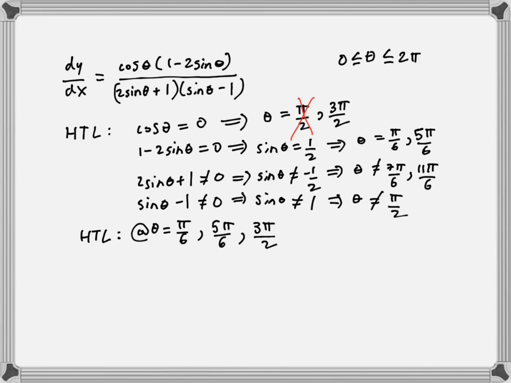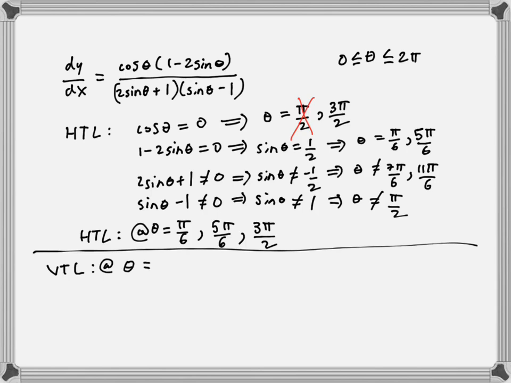if we want to do vertical tangent line now, we need to be careful, right? We want values where the bottom is 0 and the top is not, okay? So what do we have? We know that at 7 pi over 6 and 11 pi over 6, we know we're going to have a vertical tangent line at theta equals 7 pi over 6 and 11 pi over 6.